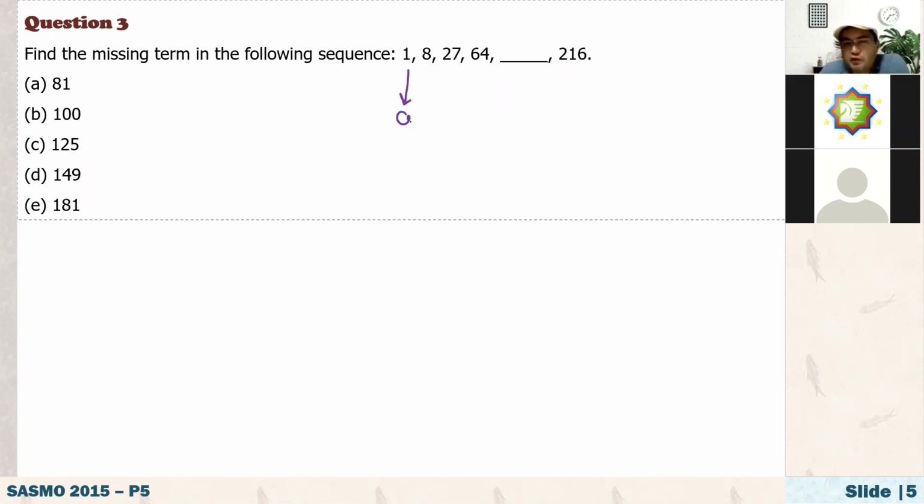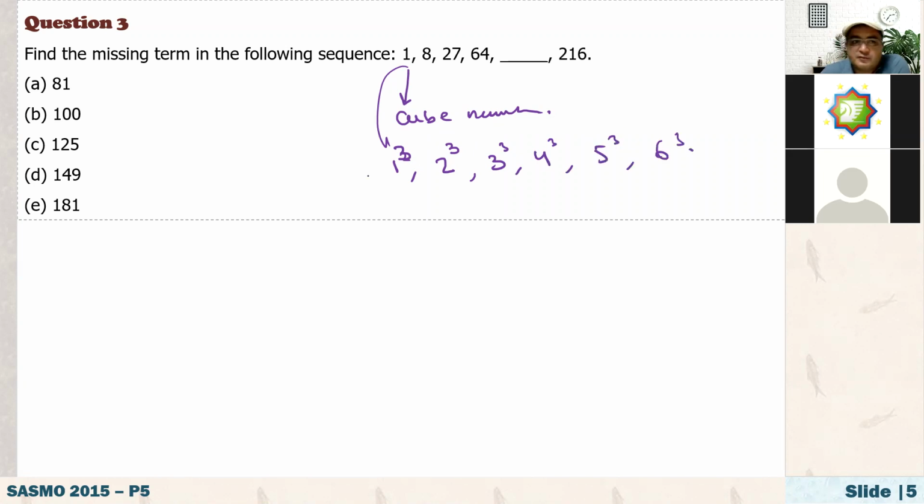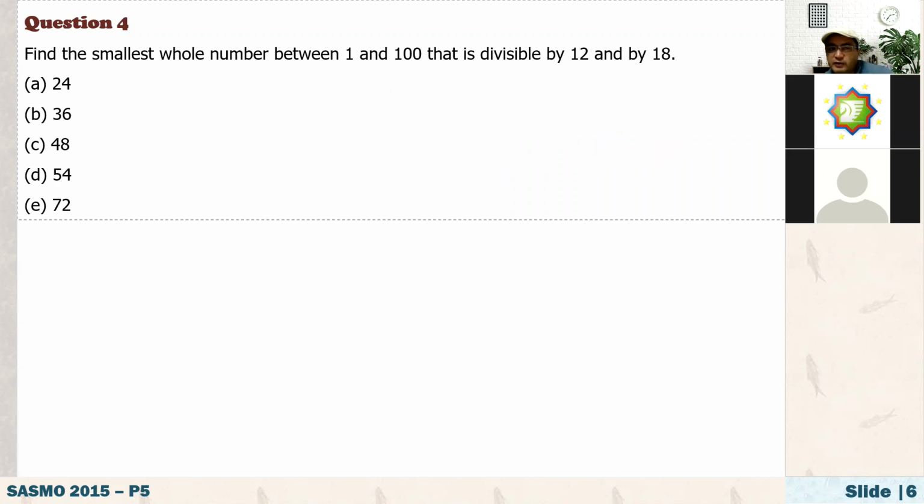No. We call them cube numbers. Yes. Because 1 is 1 cube. 8 is 2 cube. 27 is 3 cube. 64 is 4 cube. So the next cube number should be 5 cube, 125. It's C. So the answer is 125. Very good. Sunay, are you here?